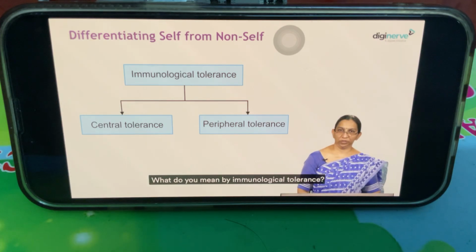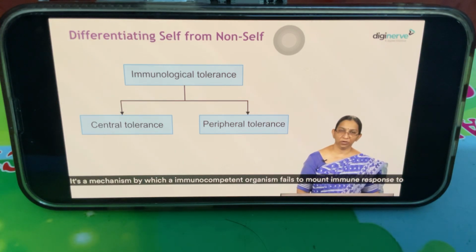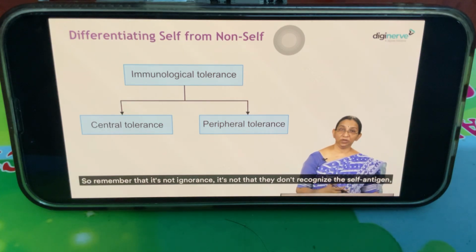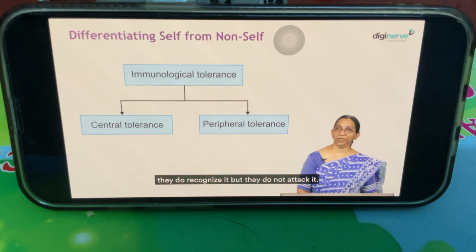What do you mean by immunological tolerance? It's a mechanism by which an immunocompetent organism fails to mount immune response to an antigen. So remember that it's not ignorance. It's not that they don't recognize the self-antigen. They do recognize it, but they do not attack it.